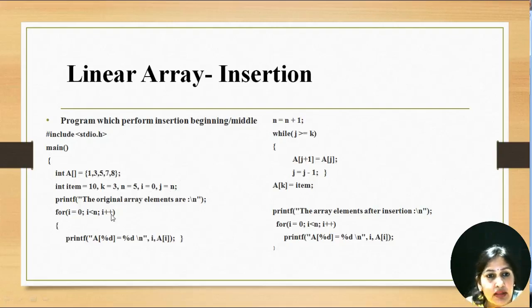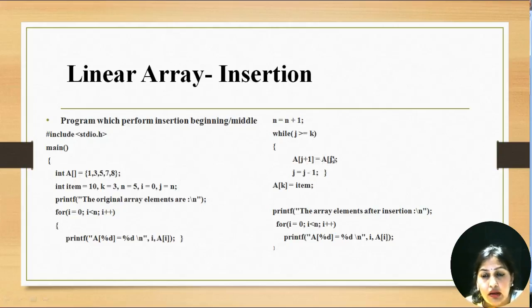Firstly, we print the original array. For lower bound 0 to upper bound less than n, we start a loop and print the original array. Now we increase the number of elements in the array by 1 because after insertion the number of elements will increase. We start our loop and run it while the value of j is greater than or equal to k. We repeat these steps because the last location we want to vacate is the kth location.